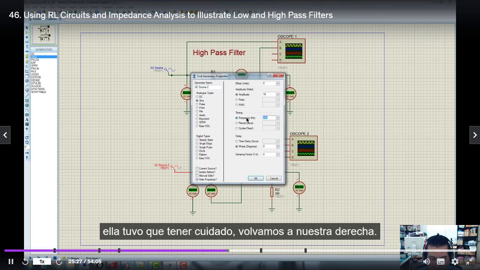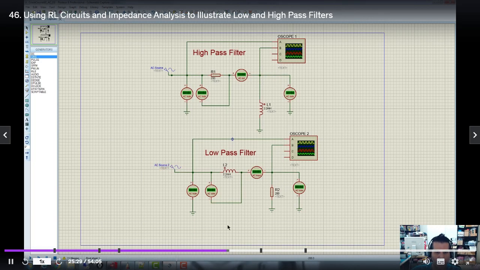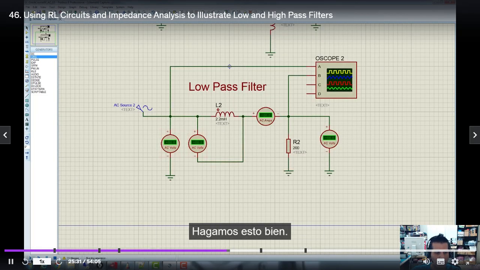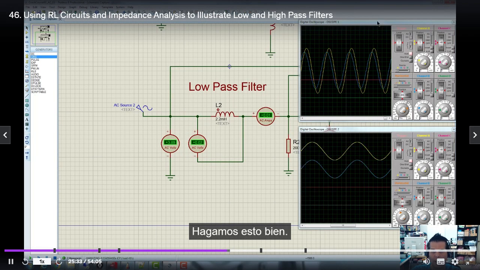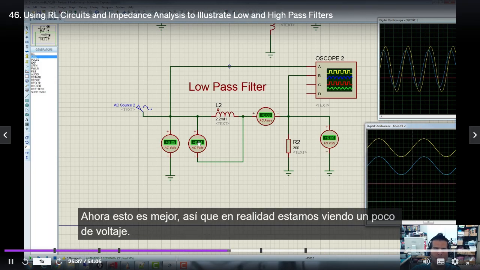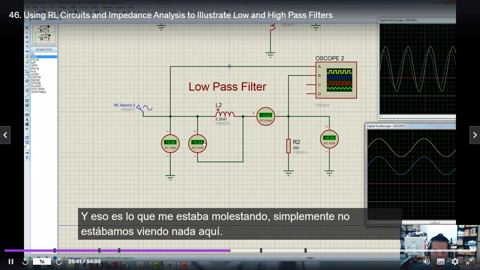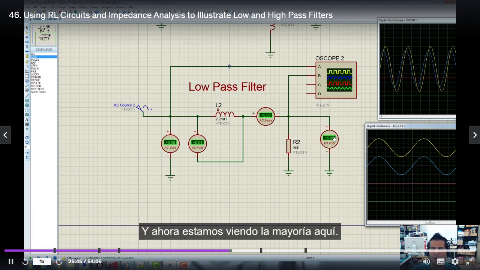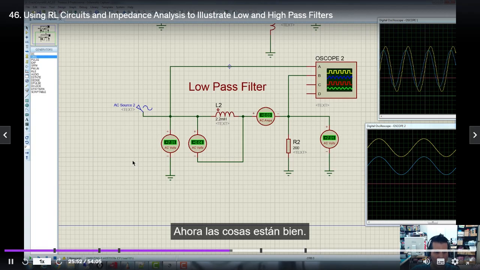Let's go back to our 100. All right. Okay, let's zoom in a little bit here. Let's run this thing. Okay, so we're back at 100 hertz. Now this is better. So we're actually seeing a tiny bit of voltage, and that's what was bothering me. We just weren't seeing anything here. Now we're seeing almost all of it here, and a teeny tiny bit over the inductor at 100. Okay, now things are good.